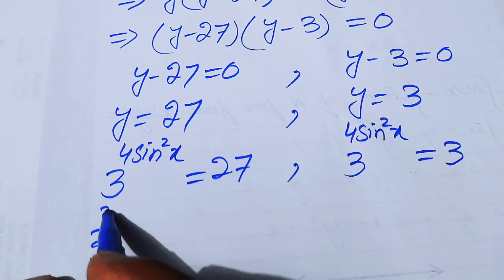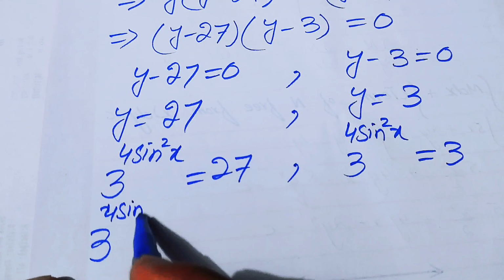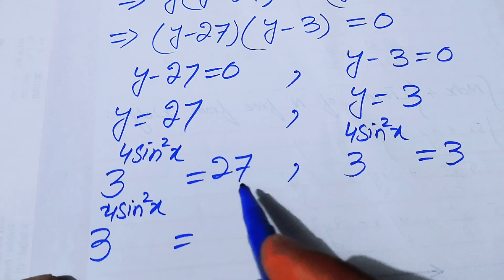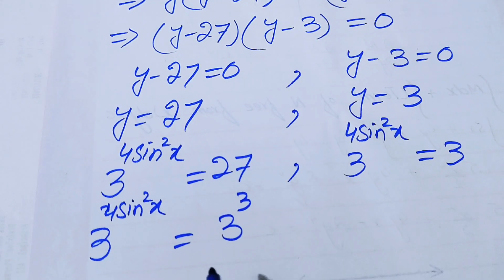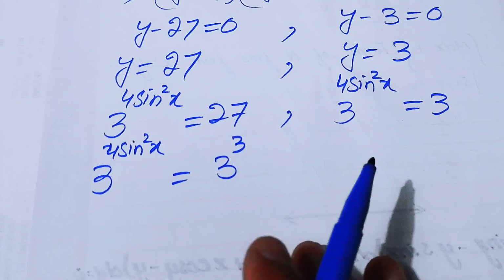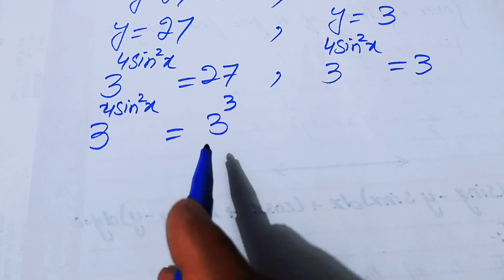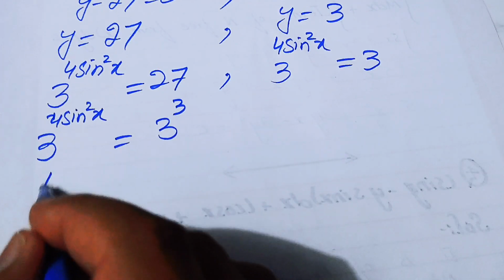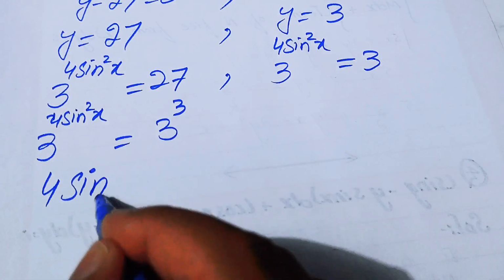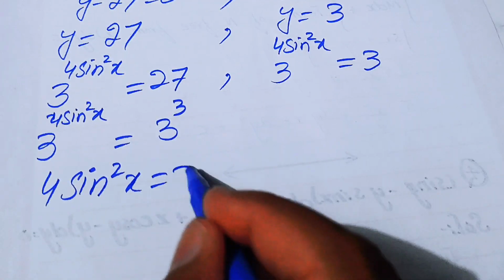So here you write 3 to the power of sine square x is equal to 27, and we write this 27 as 3 to the power of 3. Now you focus on both sides and you see that the bases on both sides are the same, so the exponents are equal. So here you write 4 times sine square x is equal to 3.